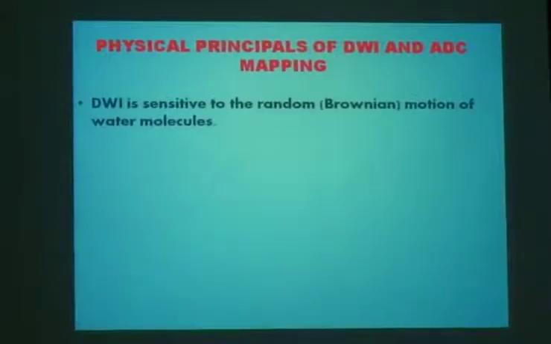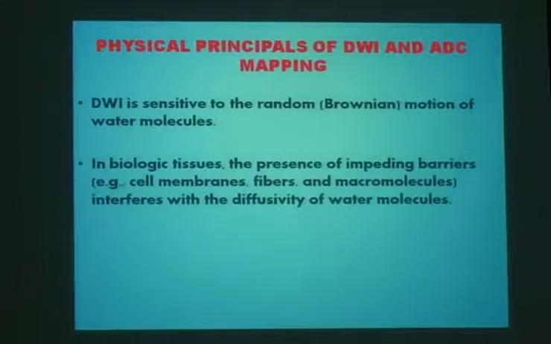We've got diffusion weighted imaging in bone metastasis. Now, the physical principles, I guess we all know of diffusion weighted imaging and ADC mapping. Diffusion weighted imaging is sensitive to the random Brownian motion of water molecules. In normal biologic tissues, the presence of impeding barriers like the cell membranes, the fibers, and the macromolecules interfere with the diffusivity of water molecules.